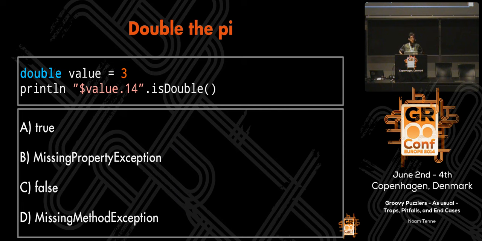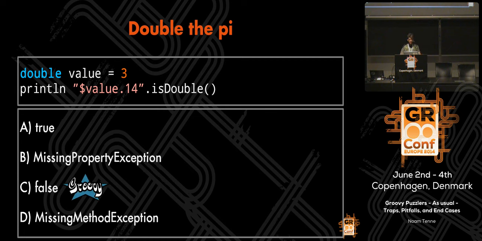Maybe it's a little weird. How about false? Everything went fine, but there ain't no double. Okay. Missing method? It's a good number. Anyone want to change their mind before you carry on? Your reputation is at stake here, but no one's counting.